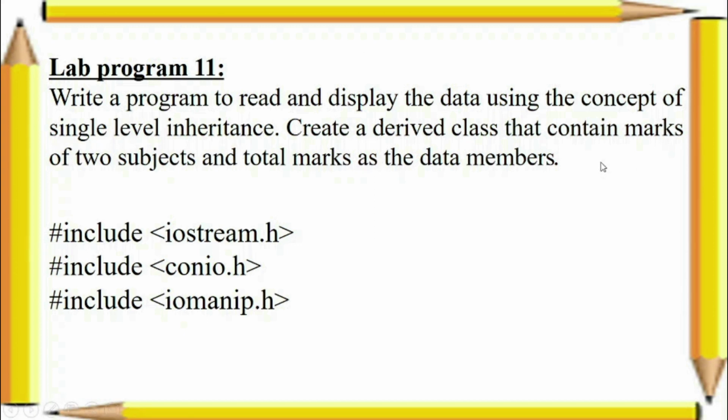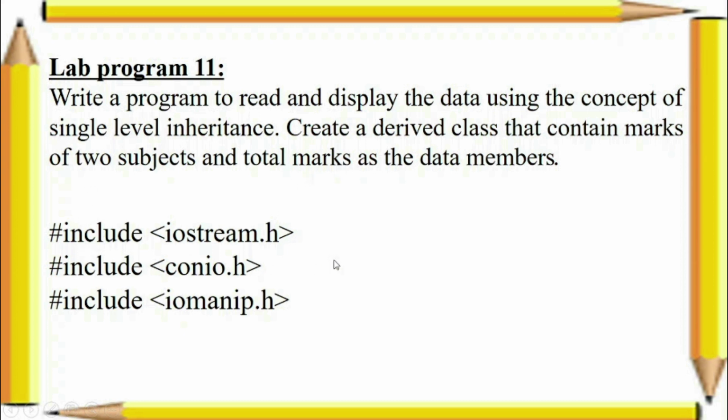So here, create a derived class that contains marks of two subjects and total marks as the data members. That means we are going to create a new class named marks from the base class student, and this derived class marks will have the data members like two subject marks and total marks. So we'll start the program.